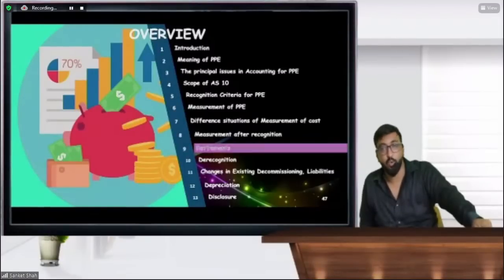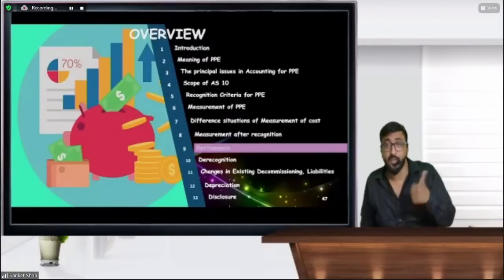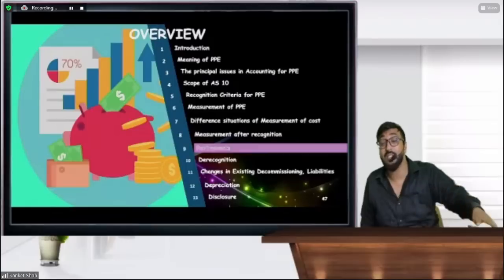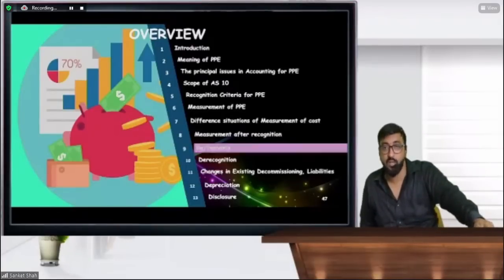Measurement criteria: measurement will be at cost the first time, and subsequently at cost model or revaluation model. Suppose you are recognizing: at recognition, cost is equal to direct purchase price plus directly attributable expenses, and dismantling cost will be recorded at present value. You have to make it a provision in your books of accounts.